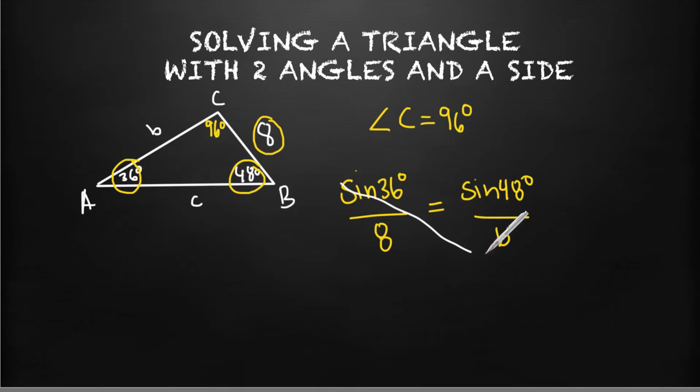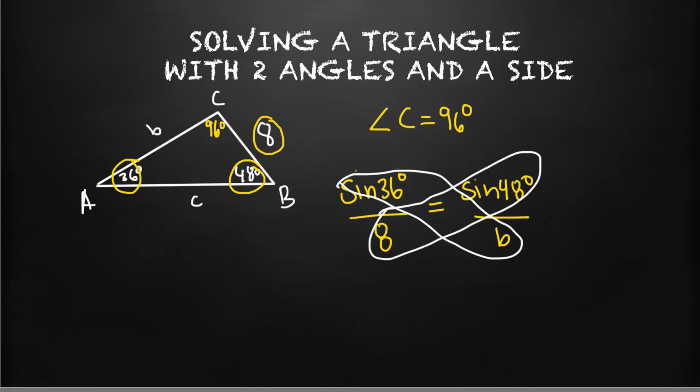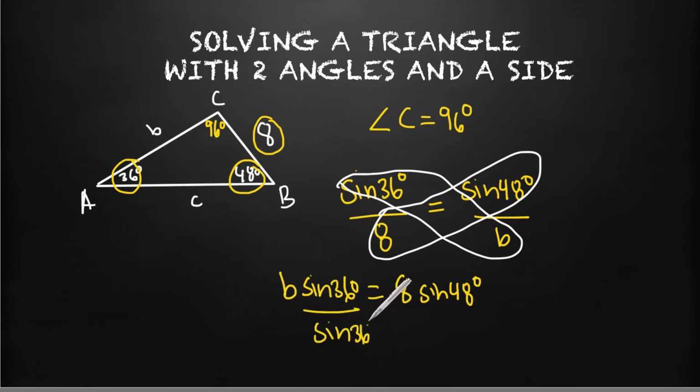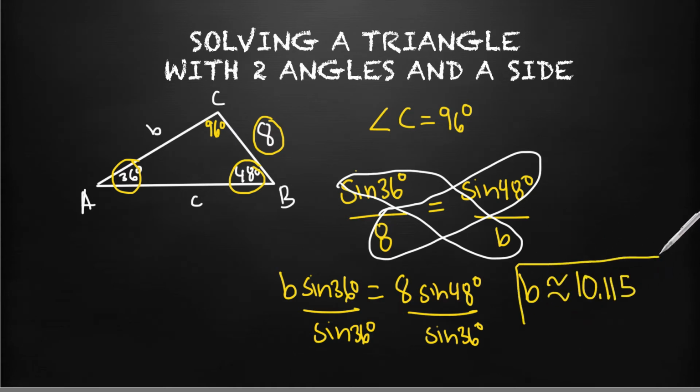So we're going to cross multiply. All right, so let me circle. You're going to cross multiply. Going back to grade school here. All right, so we're going to get b sine of 36 degrees is equal to 8 sine of 48 degrees. And then we want to divide by sine of 36 degrees, both sides. And so B is going to equal, well, should I say approximately, 10.115. So that's going to be side B.